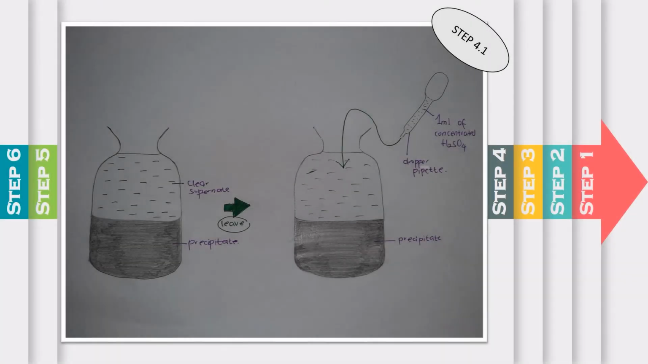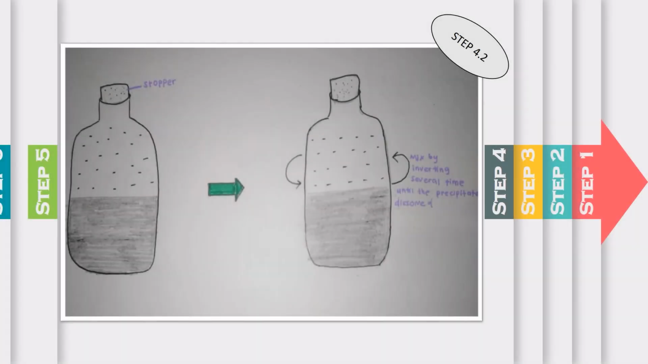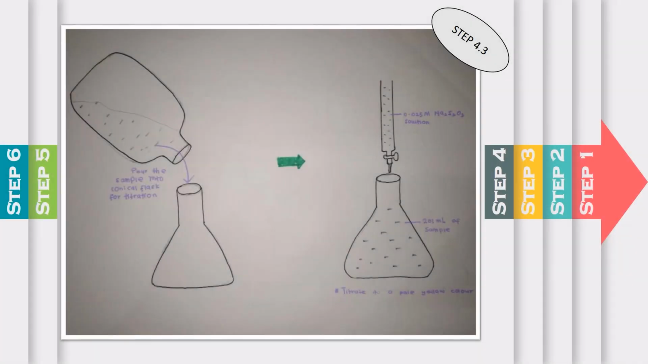Fourth, when the precipitate has settled sufficiently to about half of the bottle volume, leaving clear supernatant above the manganese hydroxide floc, add 1 milliliter of concentrated sulfuric acid, H2SO4, using a dropper pipette with the tip below the water surface. Next, place the stopper and mix thoroughly until the precipitate dissolves and iodine has been released to give a clear reddish-brown color. Pour the sample into a conical flask for titration.